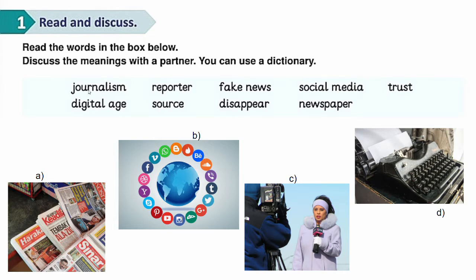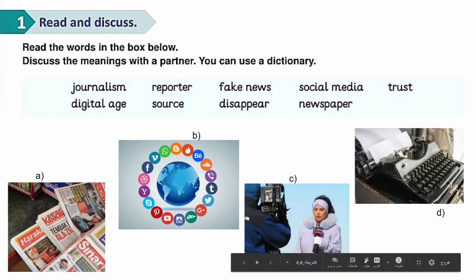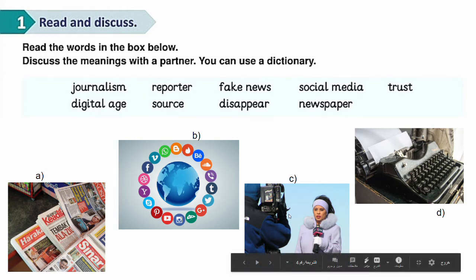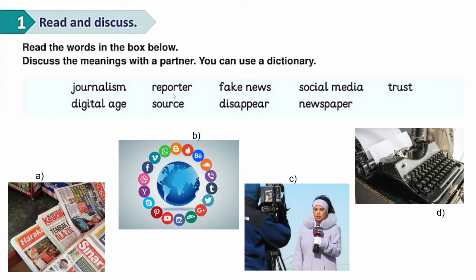Journalism. This is a word with the suffix ism. When we replace the letter M with T, it becomes the suffix ist and the person. So here in picture C, we have a person which can be called a journalist. But when we have TV, it's better to call him a reporter, TV reporter.